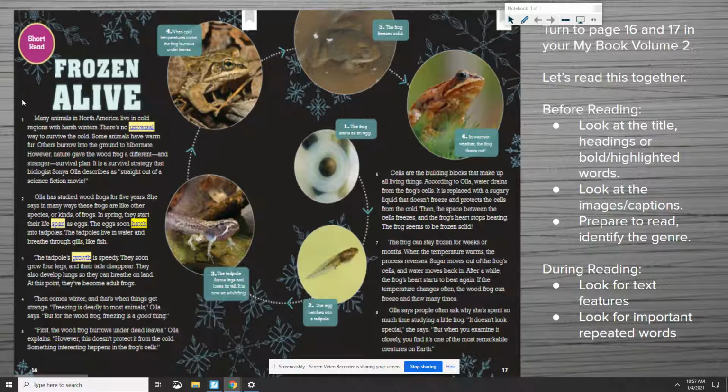Frozen Alive. Many animals in North America live in cold regions with harsh winters. There's no universal way to survive the cold. Some animals have warm fur. Others burrow into the ground to hibernate.